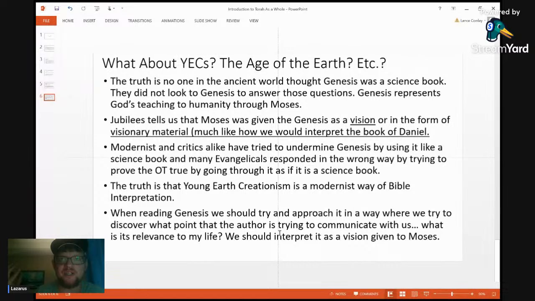Modernists and critics alike have tried to undermine Genesis by using it like a science book, and many evangelicals throughout history responded, I believe, in the wrong way, by trying to prove that the Old Testament is true by going through it like it's a science book. That's how I see it. I see Genesis as a vision, as it says in Jubilees. I think it's in chapter 1. It says it right there.